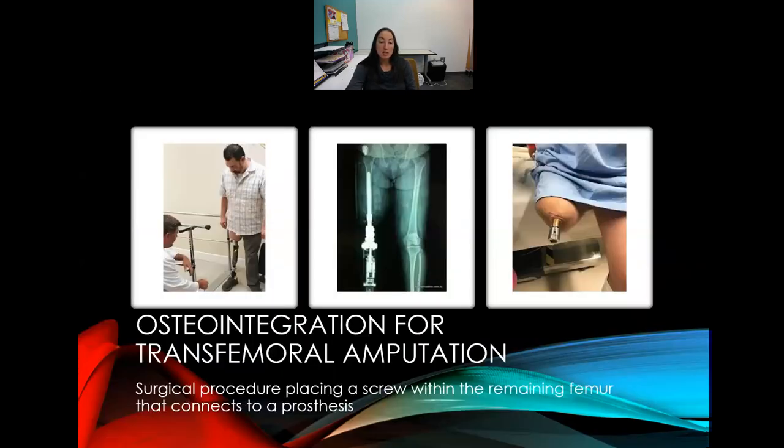Osteointegration for transfemoral amputation. This is where they drive a metal pole into the femur and it hangs out the bottom of the residual limb, and that in itself connects directly to a prosthetic device so that they're able to walk using that. It's a surgical procedure. It could be risky, especially for someone who doesn't have real good bone health because the bone could shatter.